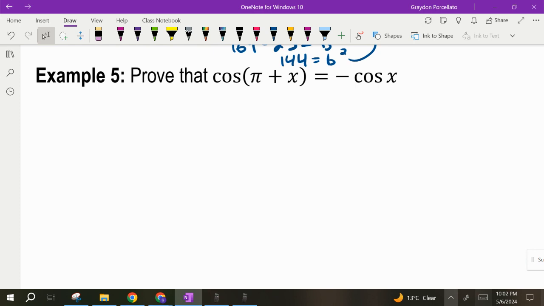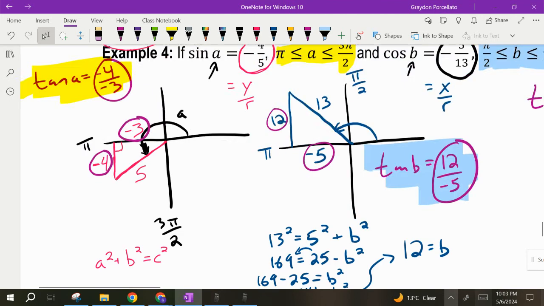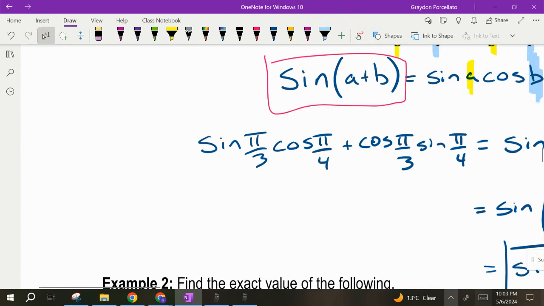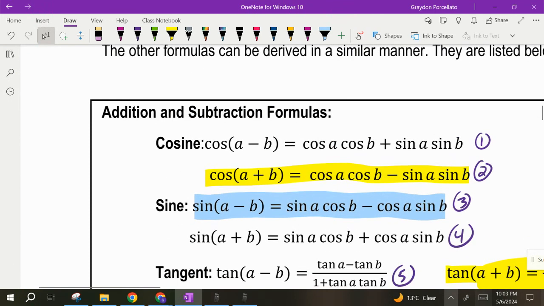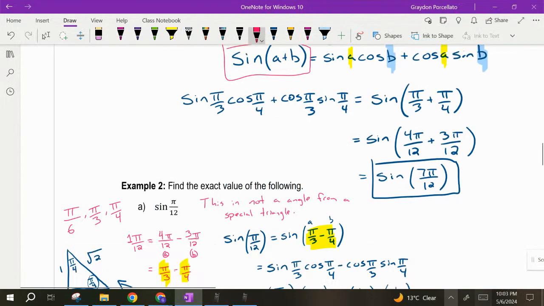So what we're going to do here is we're going to say basically this is A and this is B. So we're going to go up to my cos of plus. So here's cos plus. Remember, it's this one here. So that's cos A, cos B minus sine A, sine B.